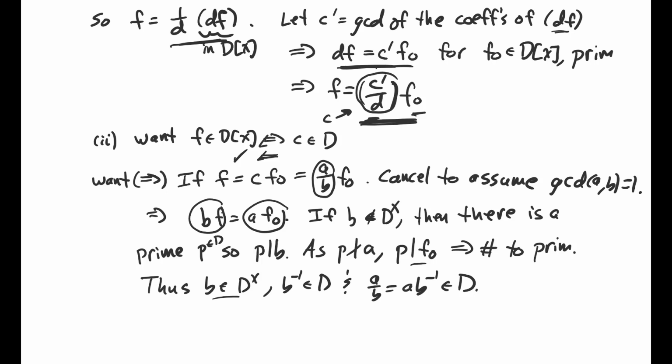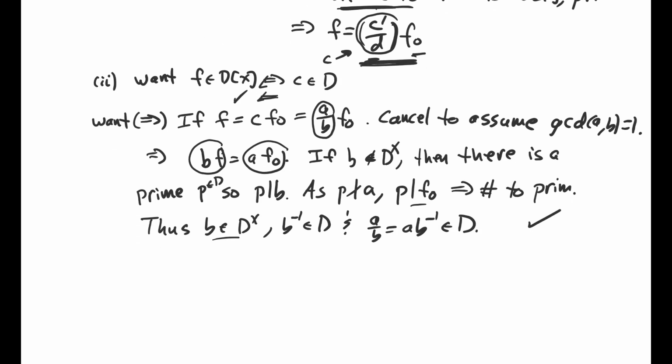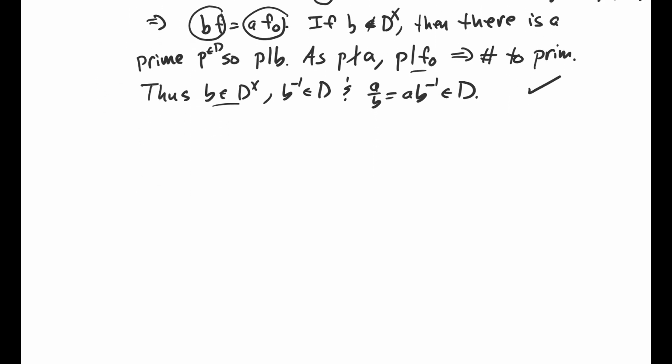And that'll finish things up because b is now a unit, so the inverse is in D. And so this fraction, a over b, is really a times b inverse, which is in D. And so that'll do the second part of 1. Okay, let's go to number 2.